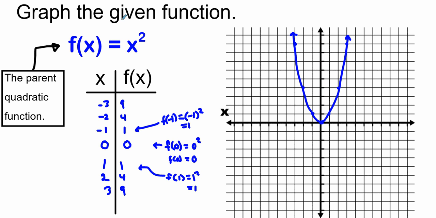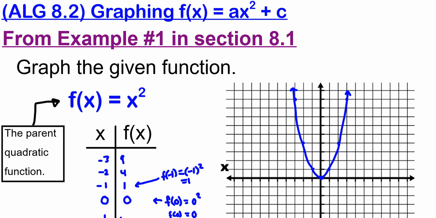So here we go. Remember, this is the parent quadratic function. That's never going to change. This is always the parent quadratic function, f of x equals x squared. So if I tell you to write any transformations or compare to the parent function, you're always comparing back to this graph. All right, let's get into it.